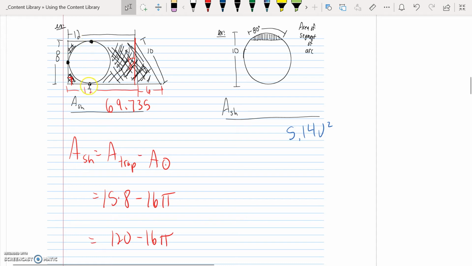It is the diameter of the circle, which means the radius is 4. So the area of the circle cut away is 16 pi. Subtract those and we get about 69.735.